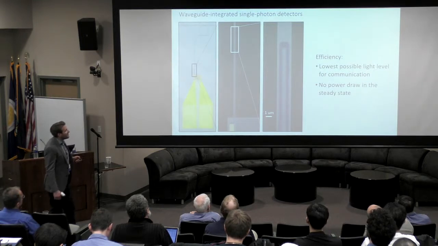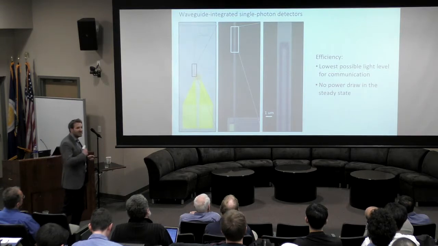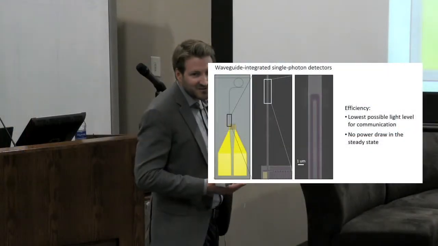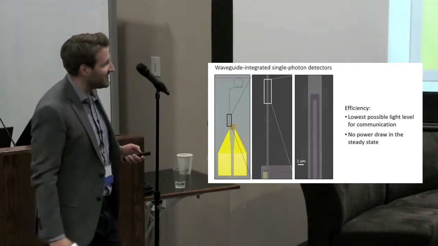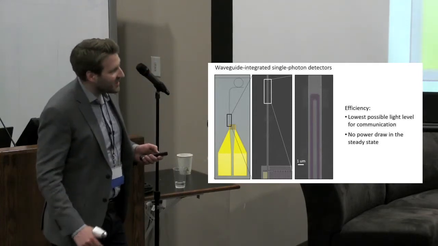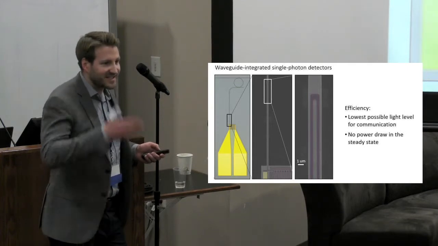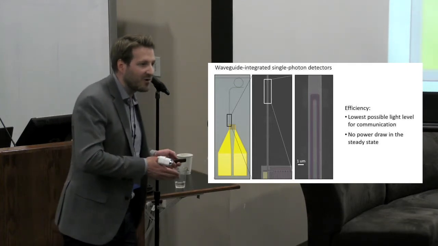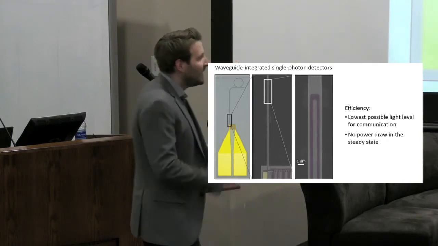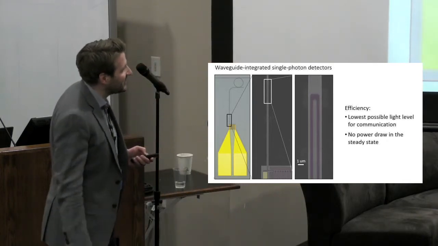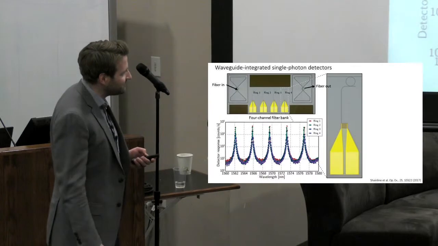So it's very scalable. It contributes to efficiency in two ways. First, the lowest possible light level. Once you've decided to send optical signals between your neurons, you can't do better than one photon per synaptic communication event. But also, because it's superconducting, it doesn't draw power in the steady state. When current is flowing through it without detecting photons, it's not dissipating any power, which is crucial in the sparse coding regime that neuromorphic circuits operate.